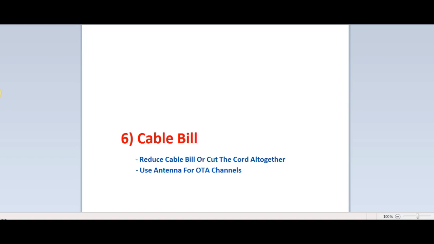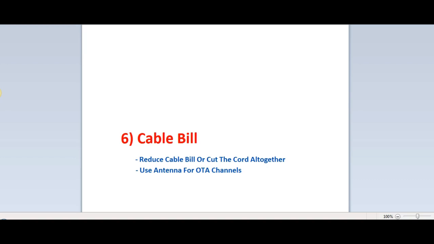Think about cutting the cord altogether and using an antenna for over-the-air channels. When you get your over-the-air channels directly with a regular antenna, what I call rabbit ears, if you're older like me, that's what you had back in the day.